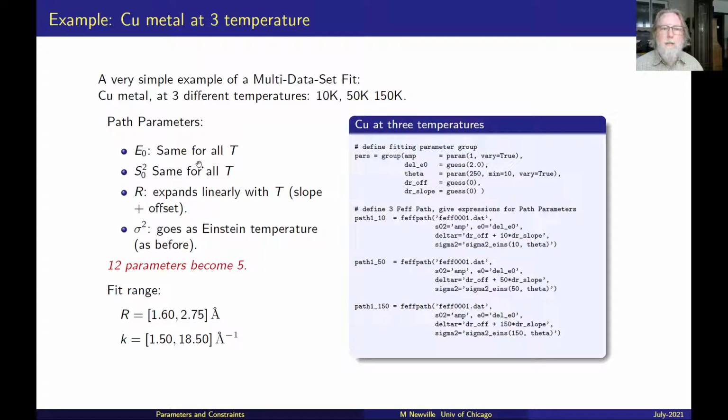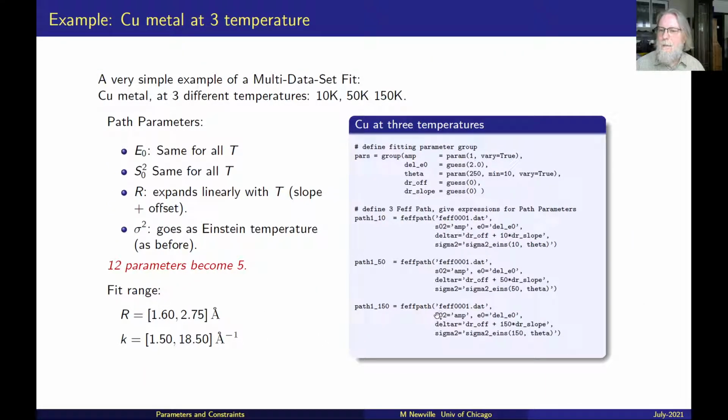But I'll say that E0 is the same for all temperatures. I'll also say that S0 squared is the same for all temperatures. I'll say that R is linear with temperature, so there's a slope and an offset. So there's 2 parameters, slope and offset, to give all 3 distances. And then sigma squared is described with 1 parameter, the sigma Einstein function as mentioned before. Sort of fit range and so on.